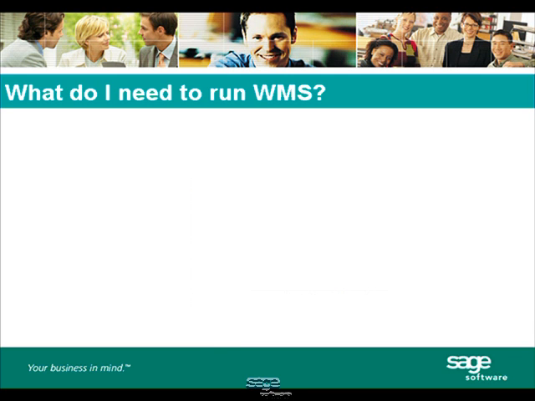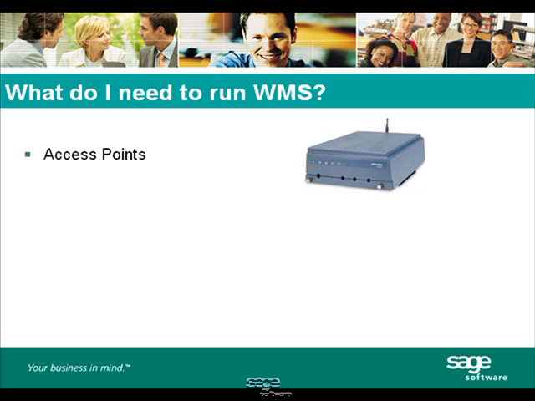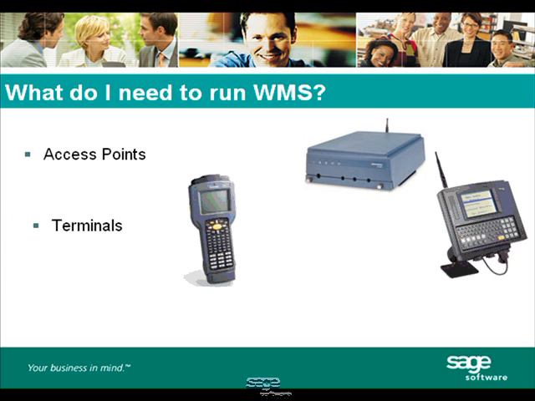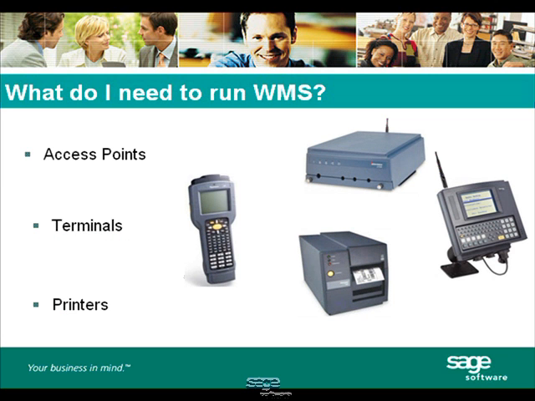To run WMS, you will need a few pieces of hardware. You'll need access points to provide wireless coverage in the warehouse. You will also need wireless terminals, either handheld or mounted at a station or on a lift truck. Finally, you will need 1 or more label printers for bin, product, and shipping labels.